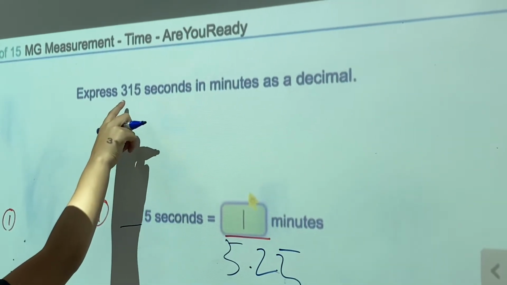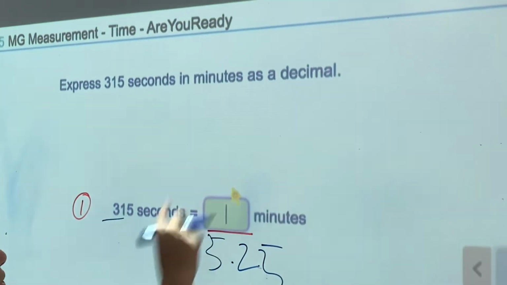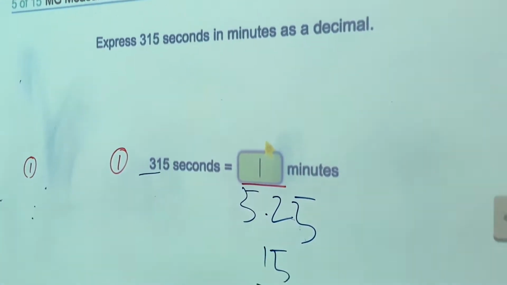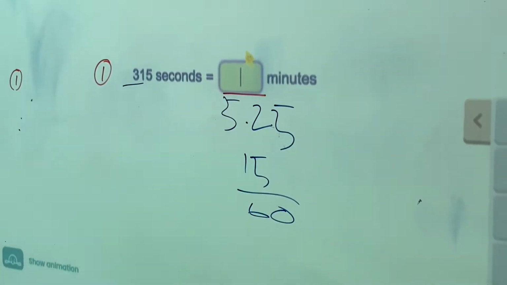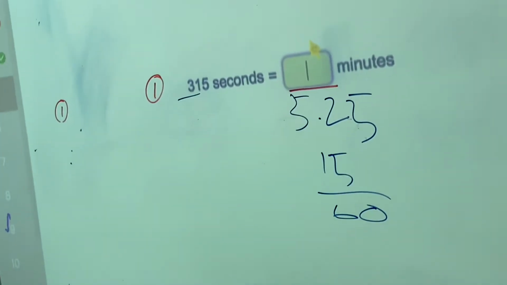Express 315 seconds in minutes as a decimal. Yeah, so that means express means to show. Well done, Ilyes. Yeah. No, that's fine. All right, can you just put that answer in green? Did that actually work? I hope. Was that the correct answer?